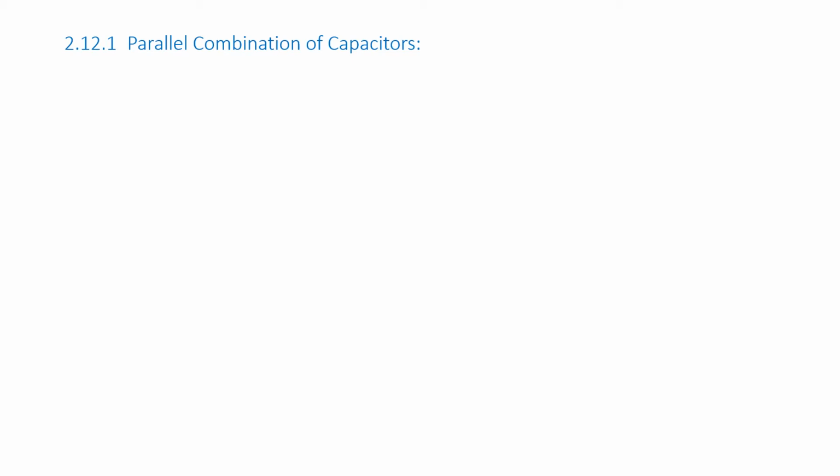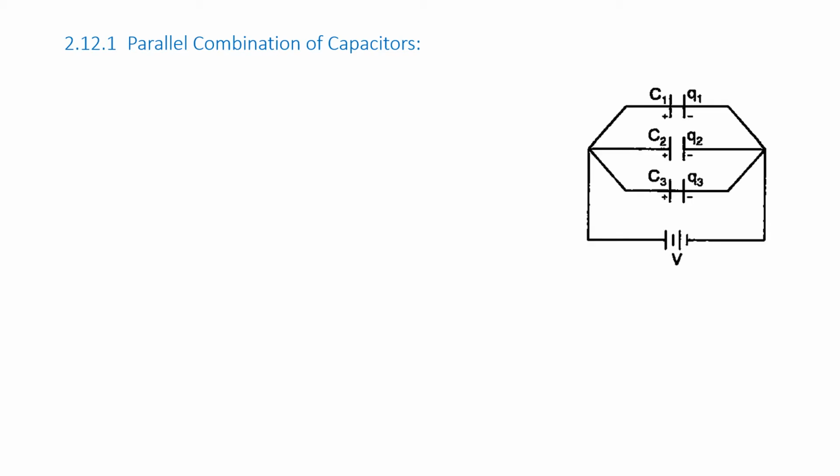Now, let us study combinations of capacitors. In combinations, we have two types: one is parallel and the second is series. Let us first take up the parallel combination of capacitors. Please see the figure on the right hand side. Here there are three capacitors, C1, C2 and C3, connected across a potential V, or a battery V.